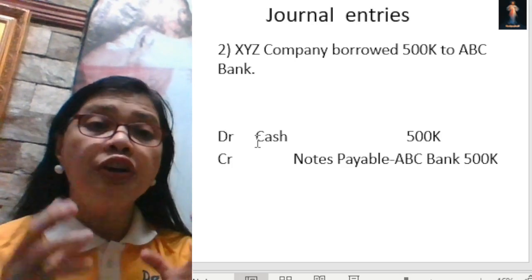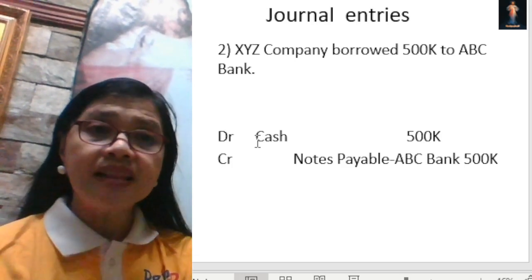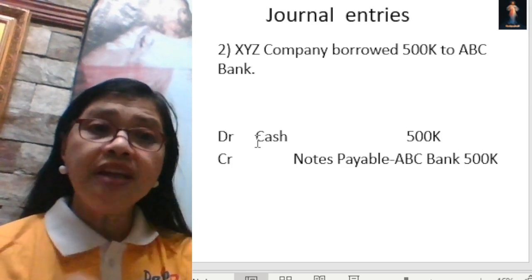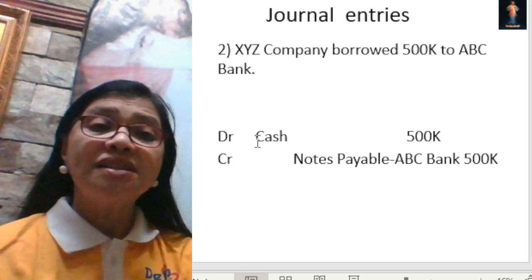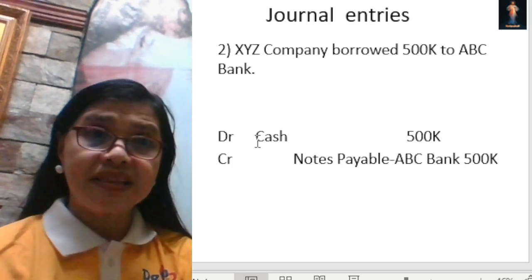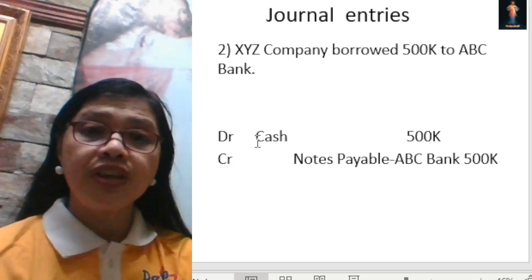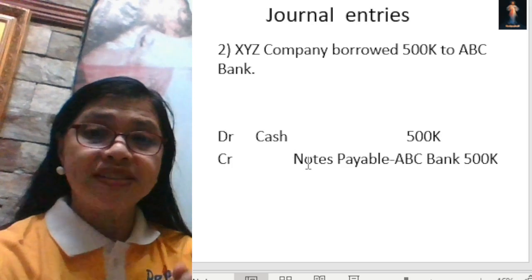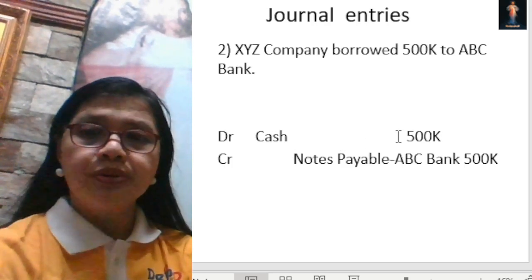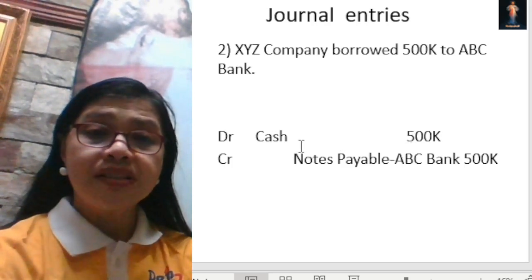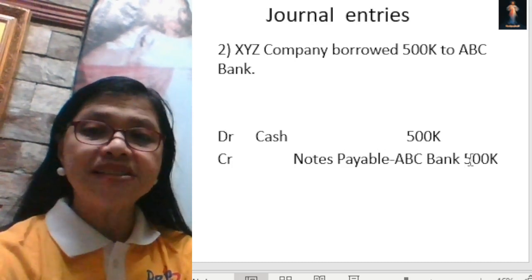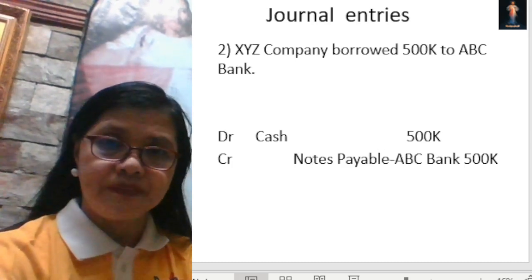But still, your analysis is very necessary because you will be the one to input on the software what is the debit and what is the credit account and what is the amount involved. Okay, as we have said, your debit must always equal your credit. So, debit cash of 500,000, you credit liability of notes payable ABC Bank 500,000.